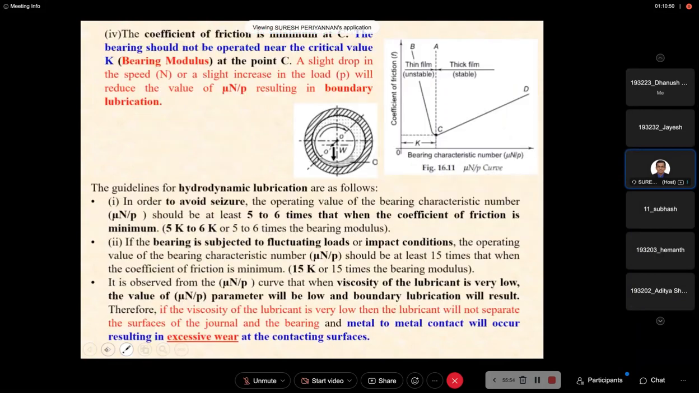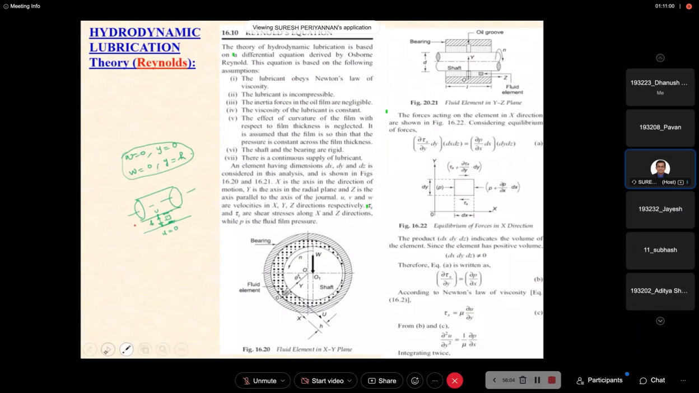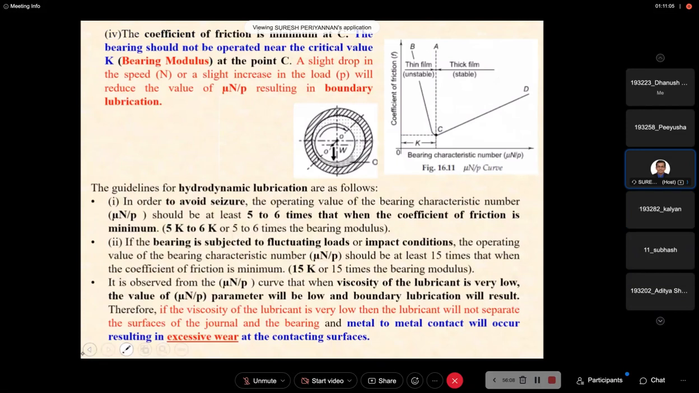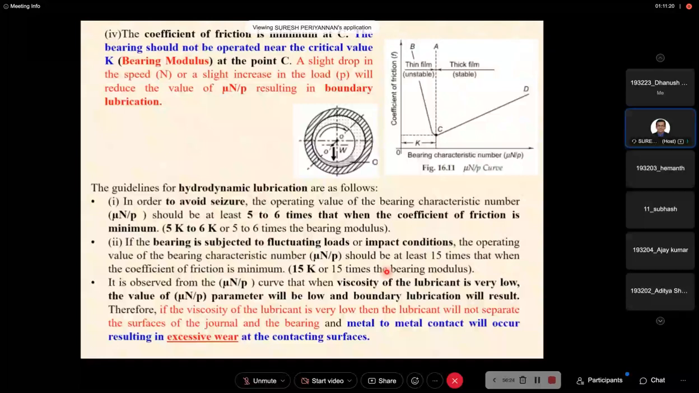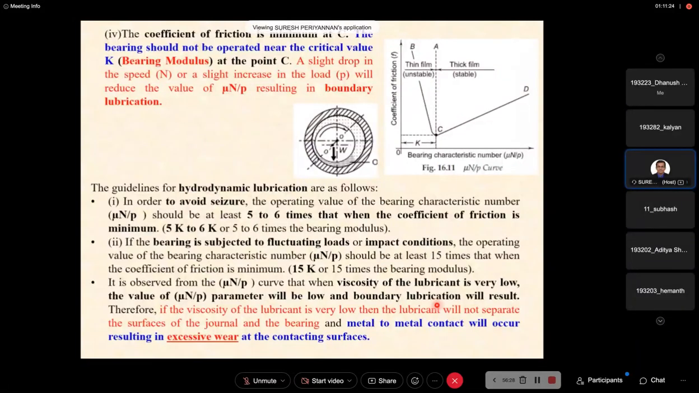Okay, what is the time now? Hello? 11, sir. 11:05, sir. Okay, I stop here. Tomorrow we continue. And the minor one is going to be conducted on Friday. Whatever we cover till Thursday will be considered for minor one. Okay, sir.